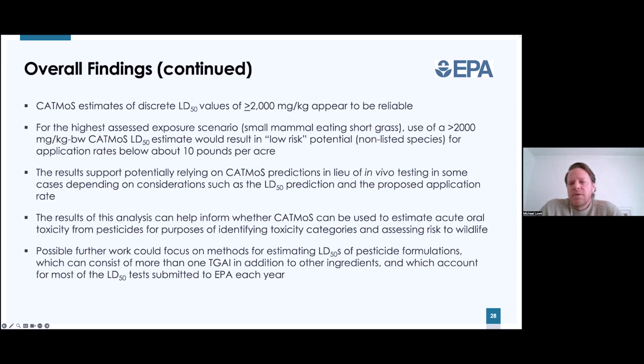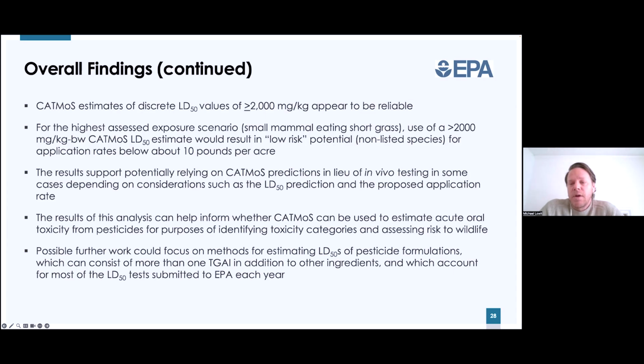For example, our screening exposure scenario with the highest exposure potential is a small mammal eating food items represented by short grass. In that case, up to 10 pounds of a pesticide, which is a lot, could be applied and we could still conclude low risk potential for a non-listed species if we have confidence that the LD50 is in fact 2,000 or higher.